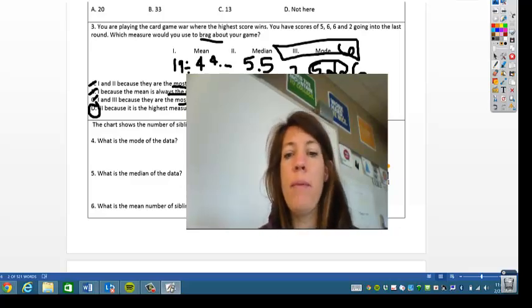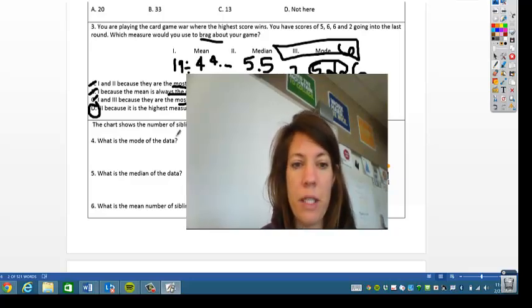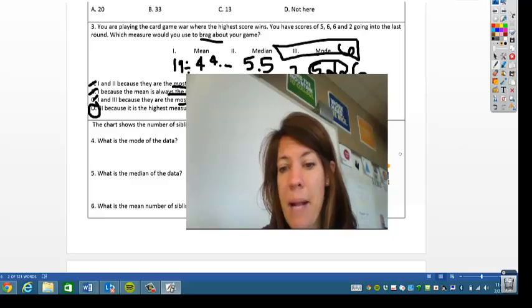Okay, we're going to move on to this chart down here for numbers 4, 5, and 6. And this was a really big one that we missed a lot. So it says the chart shows the number of siblings of 8 students in Texas. The mode, the median, and the mean. Now, before I do anything, I'm just going to take this data out of the line plot.